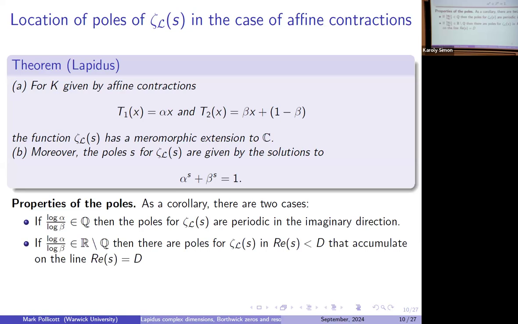On the other hand, if it's not the case, then what happens is that you get this kind of more confused looking picture. And in particular, there is a pole at the value D, but in fact, there are no other poles on this line above D, but the poles tend to accumulate if you go far enough up in the imaginary direction.